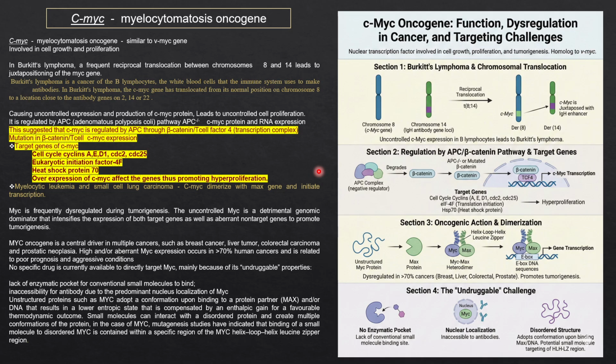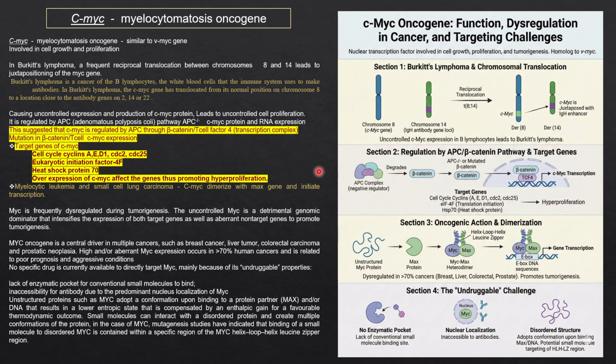Similarly, the third section highlights the oncogenic action of CMYC at the protein level. CMYC is initially an unstructured protein, but it becomes functionally active when it dimerizes with another protein called MAX. The interaction occurs through a helix-loop-helix leucine zipper domain. The MYC-MAX complex binds to specific DNA sequences known as E-box elements and activates the transcription of genes that promote cell growth, metabolism, and division.